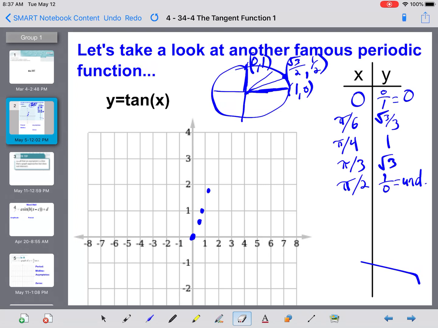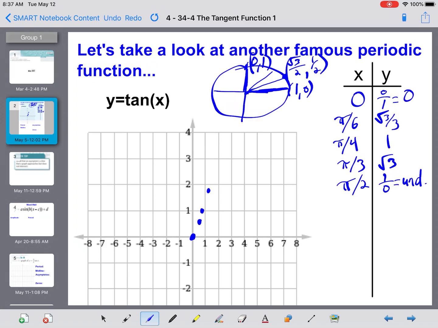But in between pi over 3 and pi over 2, there are a million angles, right? There's a ton of them. But what's going to happen here is that your value, see how we're going in an upward trend here, the tangent value is going to keep getting bigger and bigger and bigger.